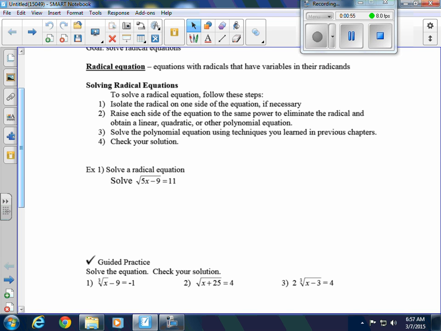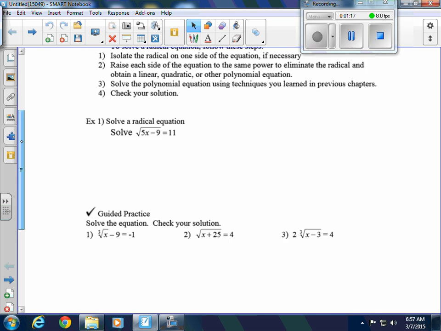Then 2, you're going to raise each side of the equation to the same power to eliminate that radical and obtain a linear, quadratic, or other type of polynomial equation, and then solve the polynomial equation using the techniques that you've already learned in the variety of chapters. And then you're always going to want to check your solution. Plug it back in to make sure that it works.